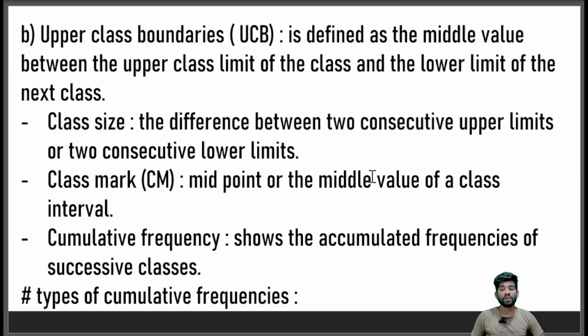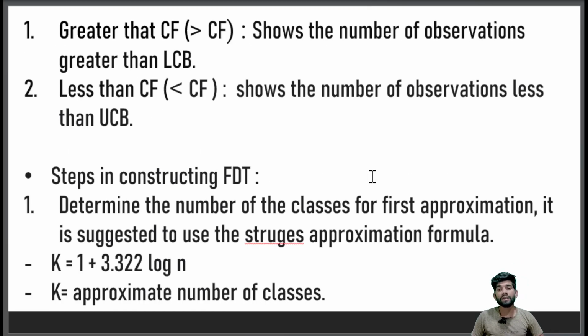Then the cumulative frequency shows the accumulated frequencies of successive classes. There are subtypes of cumulative frequency. The first one is the greater than cumulative frequency, which shows the number of observations greater than the LCB, lower class boundaries. Then the less than cumulative frequency shows the number of observations less than the UCB, that is, the upper class boundaries. Then the steps in constructing an FDT, frequency distribution table.